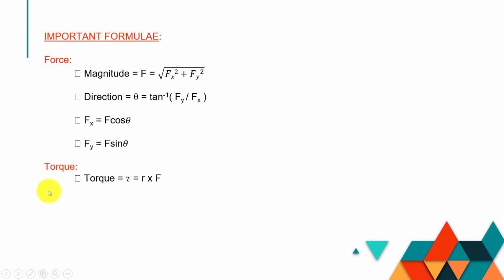Next we have the torque formula. As we have already discussed, torque is equal to the product of moment arm and the force. So we get this formula, torque is equal to R cross F. So these are the formulas which we are going to use in numerical problems.